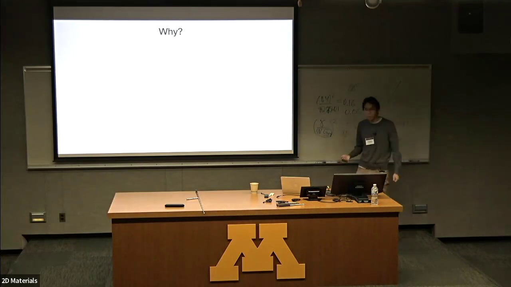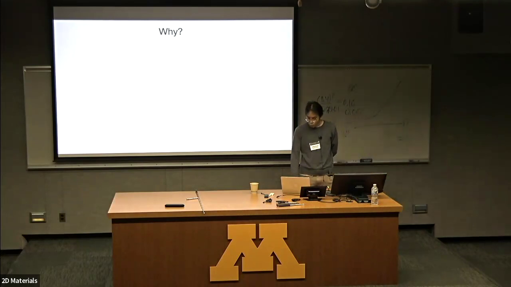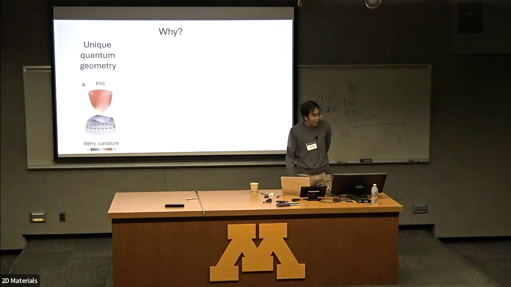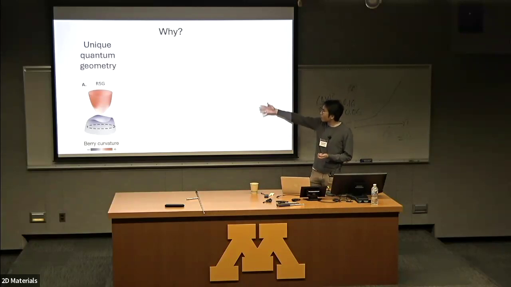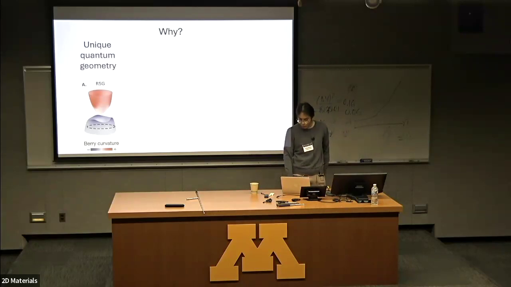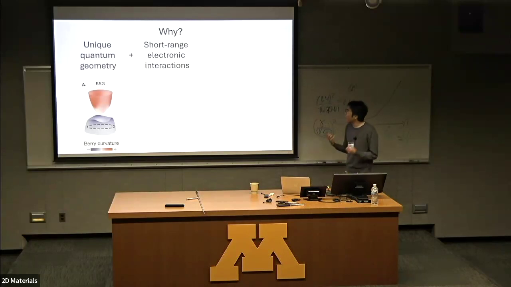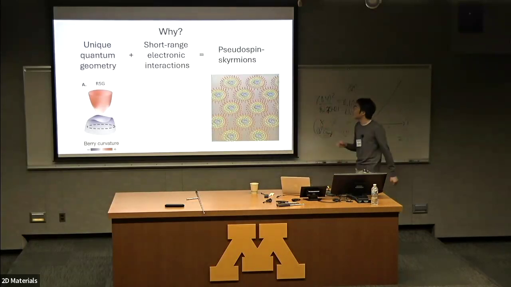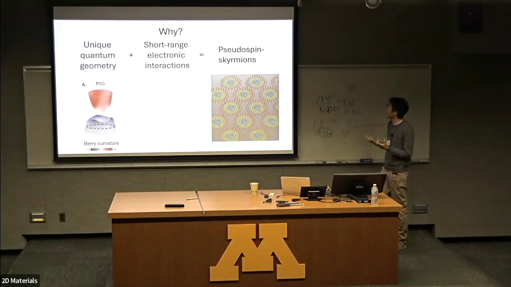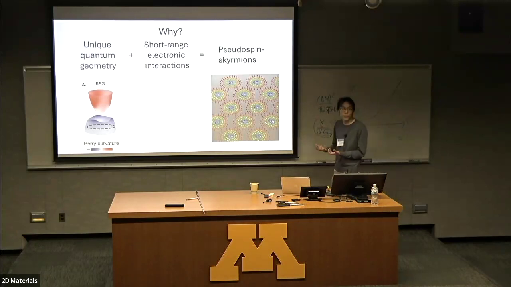The natural question is, why? Why should this system have Skyrmions in the ground state? And it all comes down to the unique quantum geometry of this conduction band in rhombohedral graphene that we've seen multiple times, combined with interaction. It turns out it's a short-range electron-electron interaction that's crucial. And these two ingredients, it turns out, are sufficient to very strongly favor the formation of pseudospin Skyrmions.